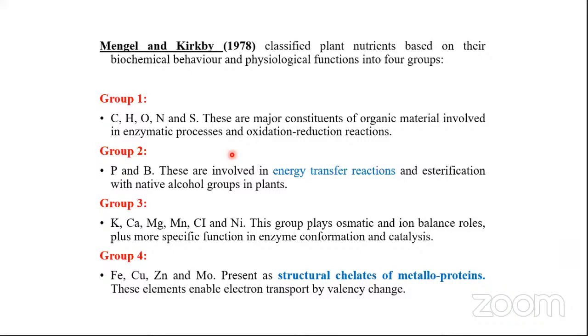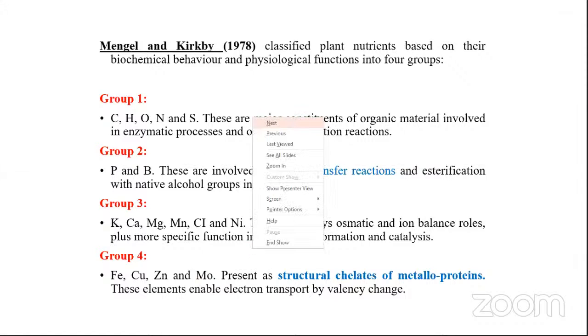Coming to potassium, magnesium, manganese, chlorine, and nickel, these play an important role in ionic balance. Some specific enzymatic catalysis and osmotic balance are carried out by these group 3 nutrients. And in group 4, you can see chelating materials like iron, copper, zinc, and molybdenum. These group 4 nutrients help in chelating of metalloproteins. So iron, zinc, and molybdenum play a major role as structural chelator matter. These nutrients will form chelates, some combinations, some compounds, in group 4.